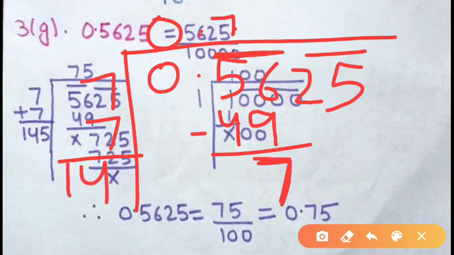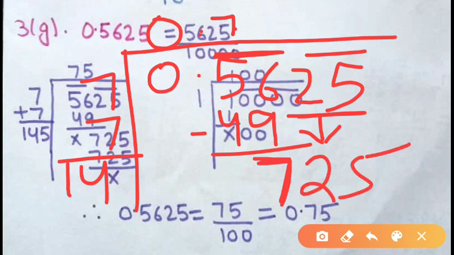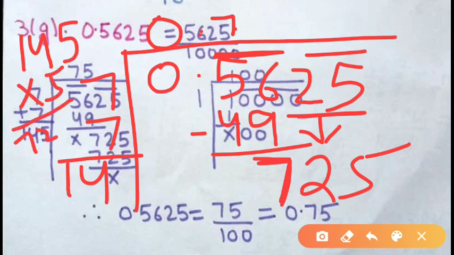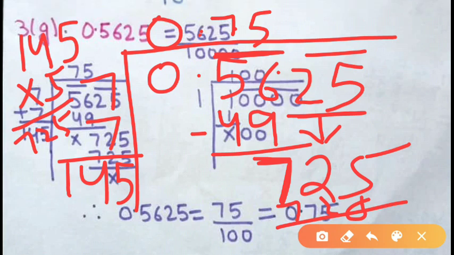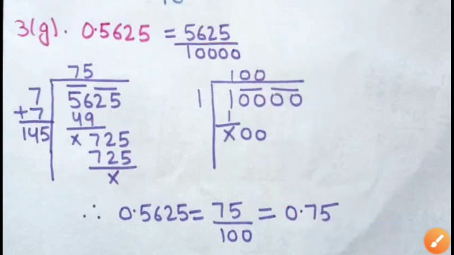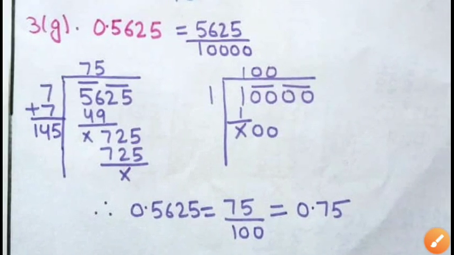Now 7 is a small number, so you just write down the 25. Now you want a number equal to 725 or less than 725. So when you write 5 after the 14 and multiply it again by 5, you will get 725. So write here 5, here 5, and you will get 725 and this will be cancelled. It means your answer is 0.75 only.